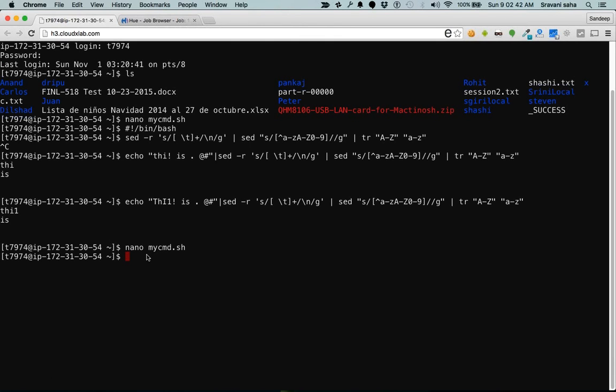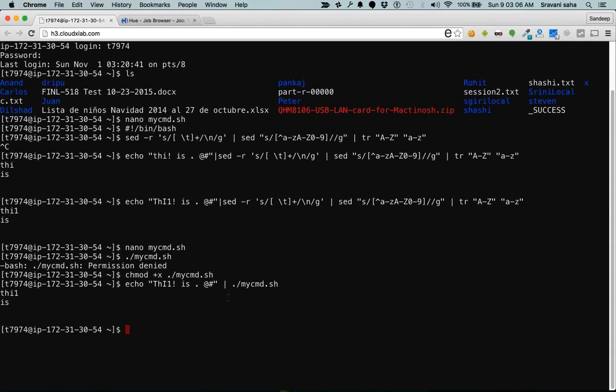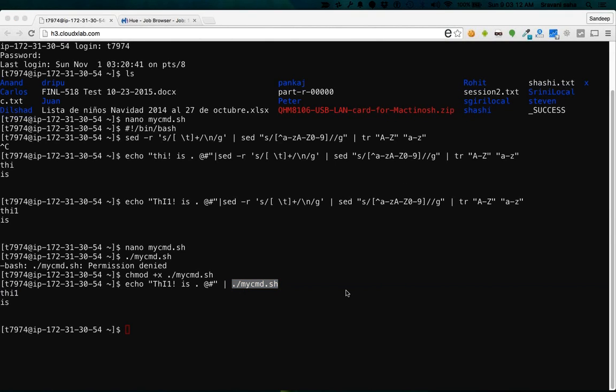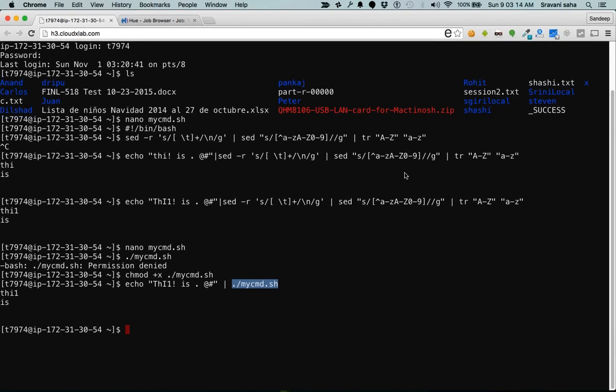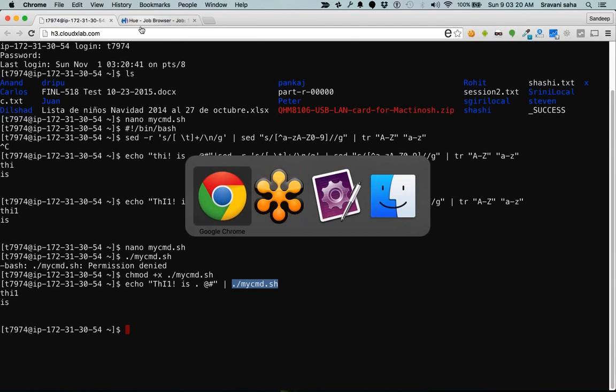Also, please note that we cannot run a program just like this. If we try to run it, it'll say permission denied. You will have to say chmod plus x. So this is our first program which we want to test out as MapReduce. Let's see if it is running or not. Okay, yeah, it's running fine. So this mycmd.sh is cleaning up the data and converting text into one word per line. That's all it's doing.